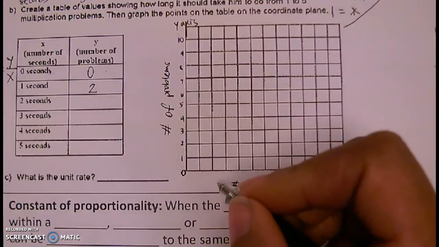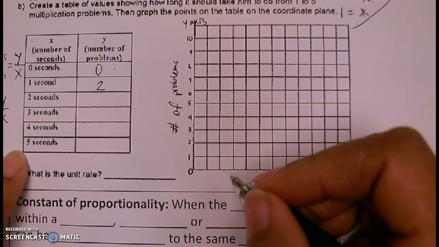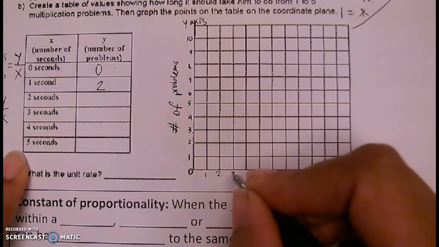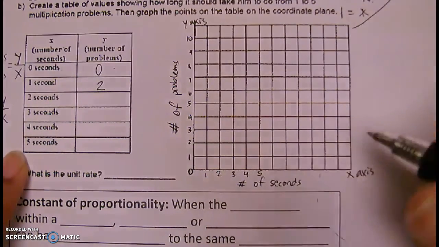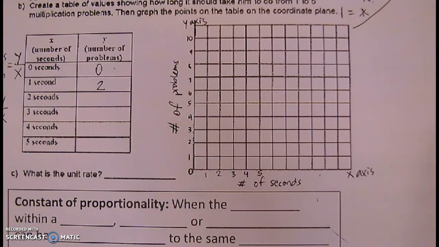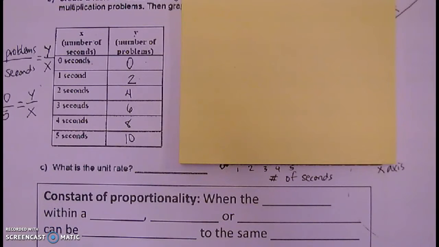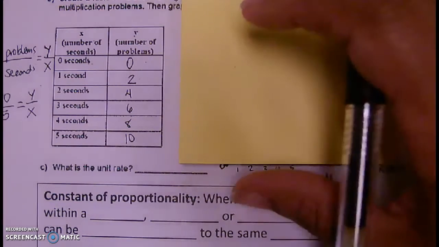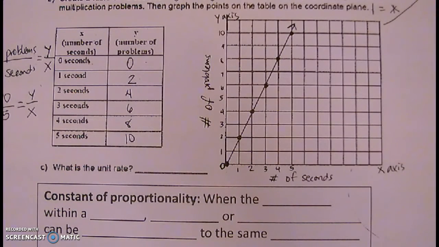And for number of seconds, since I know that I have up to 5 seconds, I'm going to number up to 5. Now go ahead and plot your points on the graph and come back when you're finished. So once you have completely finished your graph, you can draw a straight line through it, and you should end up with something that looks like this.